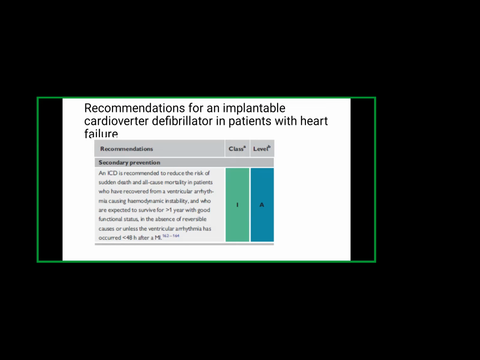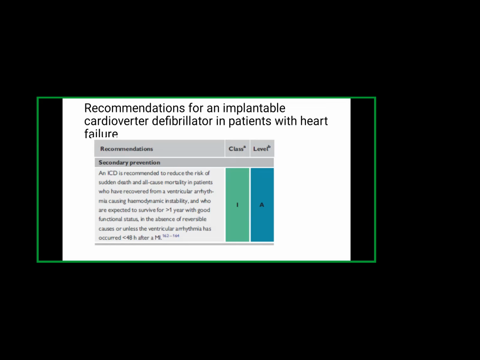So whenever we are asked the indications for ICD, the first indication we say is secondary prevention: patients who have survived an arrest. Maybe they had an arrest, they were resuscitated, and they came back. They must have an ICD. Okay, so this is to reduce the risk of sudden death in patients who have recovered from a significant ventricular arrhythmia, even if they didn't have an arrest.